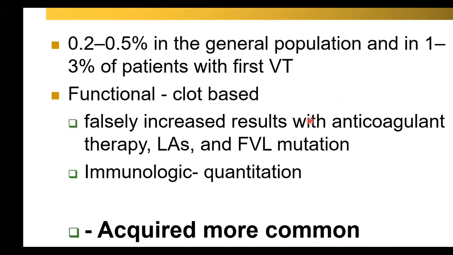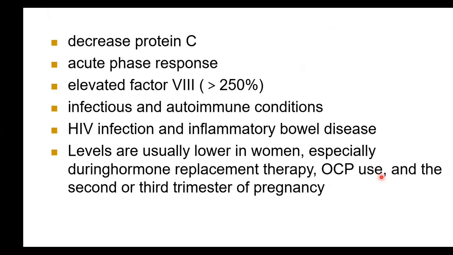It has a functional assay, which is a clot-based assay, and false increase happens in anticoagulation, lupus anticoagulant, and factor V Leiden mutation, and therefore immunogenic methods become a better way of detecting protein S deficiency. Again, in this case also, acquired causes are more common than hereditary. Acquired causes are acute phase response, elevated factor 8, infection, autoimmune disorders, HIV and IBD. Levels are lower in women, especially during hormone replacement therapy, OCs, and in the second and third trimester of pregnancy. And that is why third trimester loss becomes a very ominous reason for an inherited thrombophilia that you need to consider.